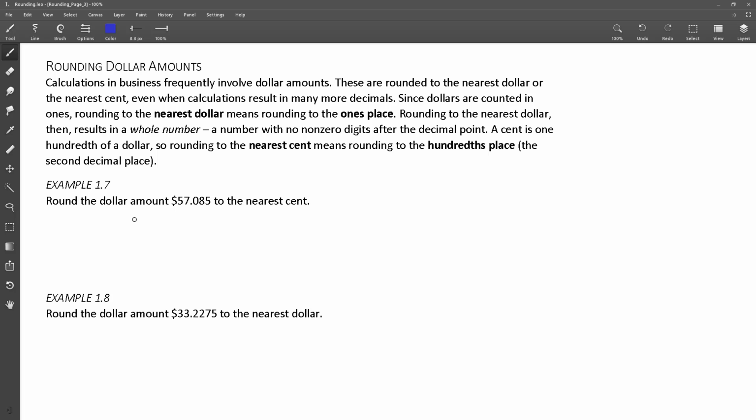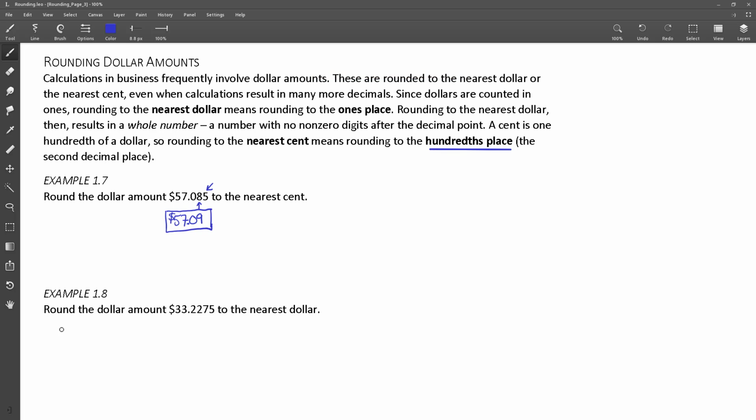Example 1.7 says round the dollar amount 57.085 to the nearest cent. So if you're talking about the nearest cent, that is the hundredths place. So the hundredths place is going to be the second place after the decimal point. We look at the digit following, which is 5. That's 5 or greater, so that means we have to round up. We're going to have to add 1 to this 8 and get $57.09. Once we round it up, we actually added a little bit of money on.